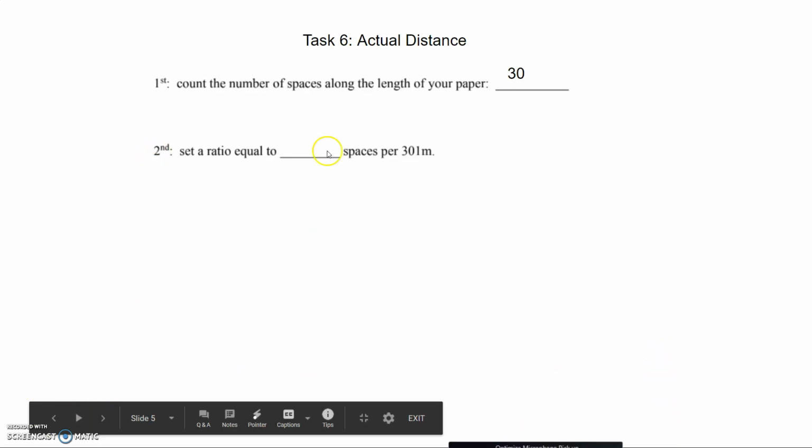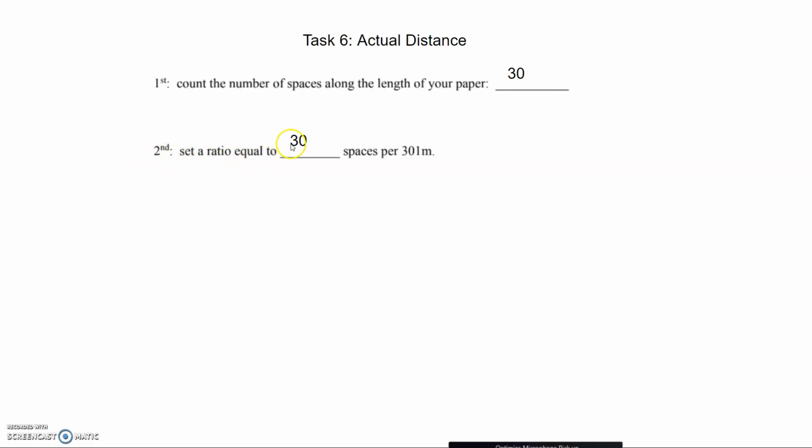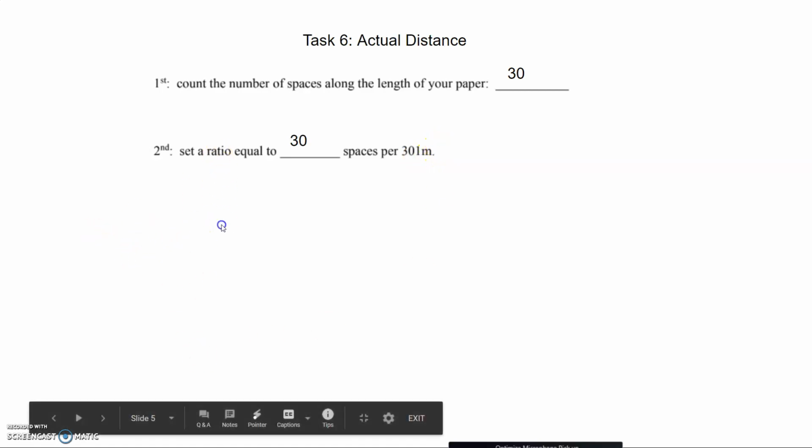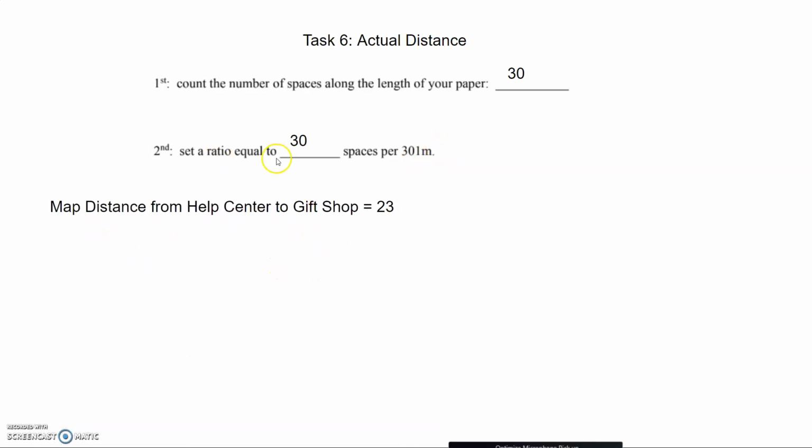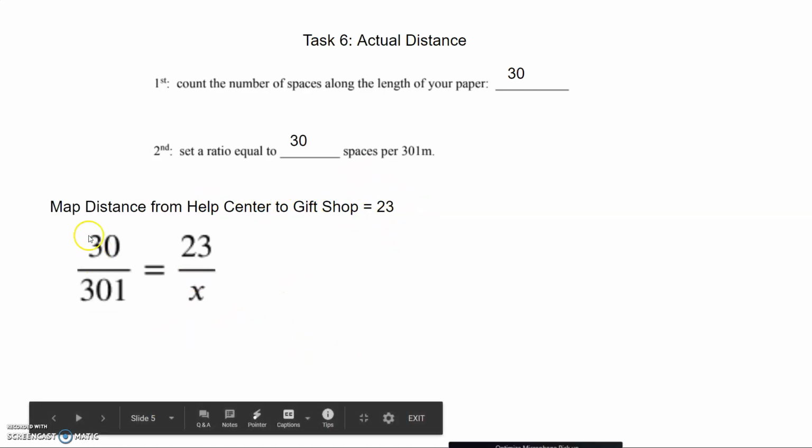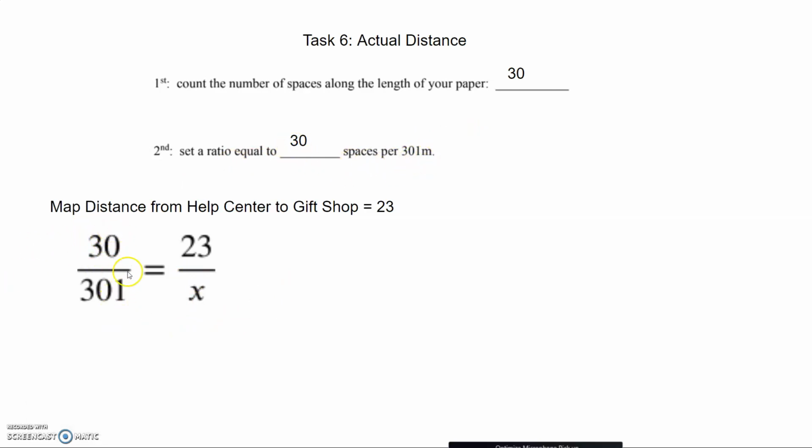And then the second thing, we're going to put 30 here again. It says set a ratio equal to 30 spaces per 301 meters. So I'm going to set up that ratio. Remember, we're going to map this distance from the gift shop to the help center, and that was 23. So we're going to set up our proportion: this is 30 spaces per 301 meters. That's the ratio we're talking about. Then we set up a proportion, and our distance is 23.